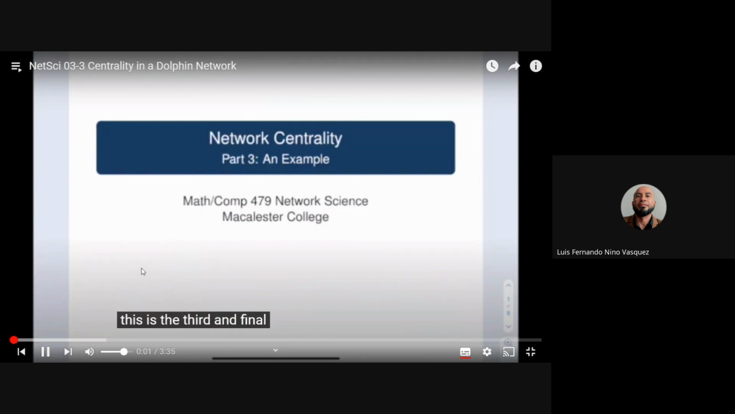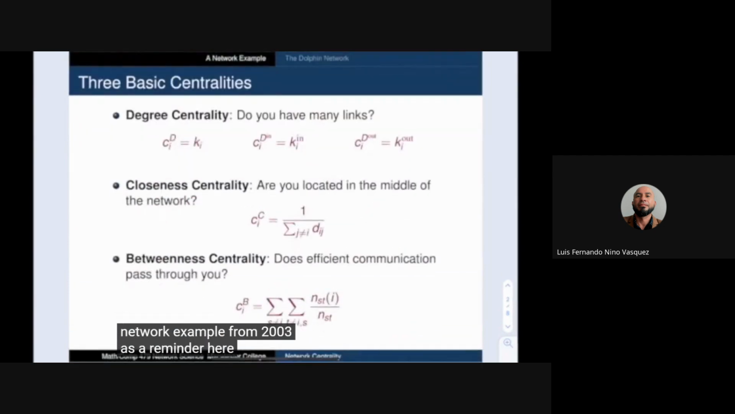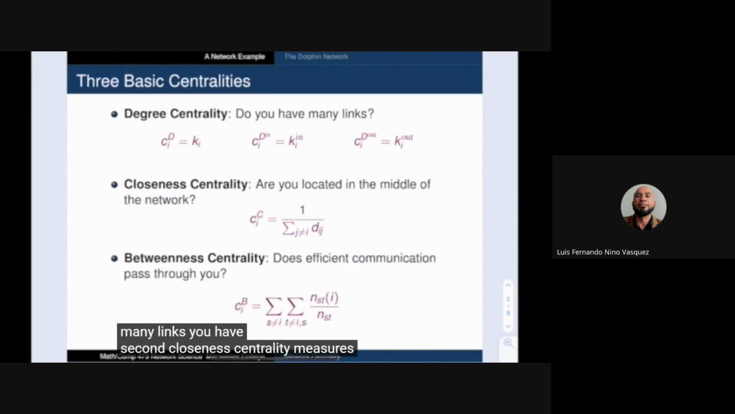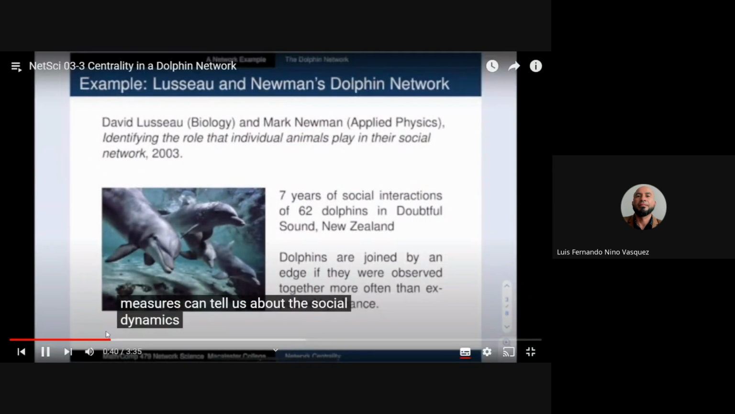This is the third and final video on basic centrality measures for networks. In our last video, we talked about degree centrality, closeness centrality, and betweenness centrality. Today, we will put these measures into practice by looking at a classic network example from 2003. As a reminder, here are the intuitive ways to think about these three measures. First, degree centrality measures how many links you have. Second, closeness centrality measures how centrally located you are in the network. And third, betweenness centrality measures how important you are for the flow of information through the network. So let's see what these centrality measures can tell us about the social dynamics of a group of dolphins living.